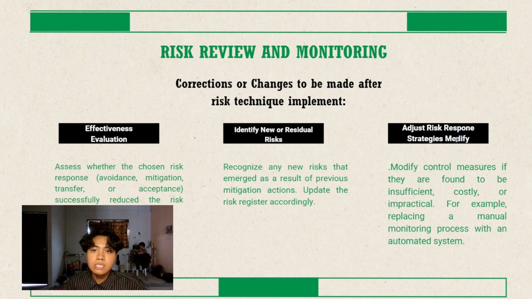We move to the next part, which is corrections or changes to be made after risk technique implementation. First, effectiveness evaluation. Assess whether the chosen risk response, such as avoidance, mitigation, transfer, or acceptance, successfully reduced the risk impact or likelihood. After that, identify new or residual risks. Recognize any new risks that emerge as a result of previous mitigation actions. Update the risk register accordingly.